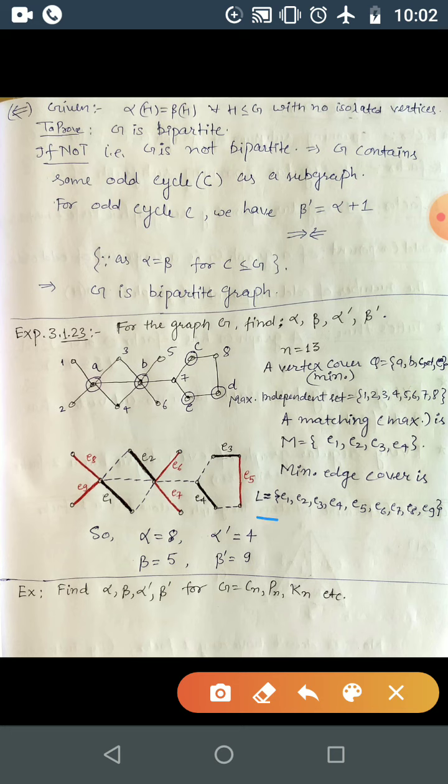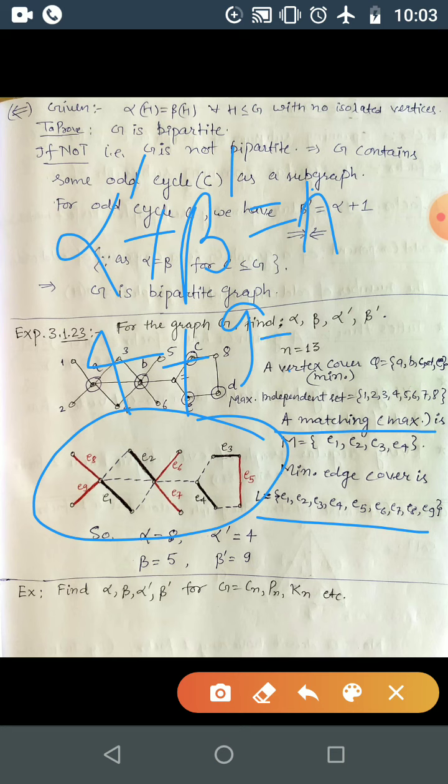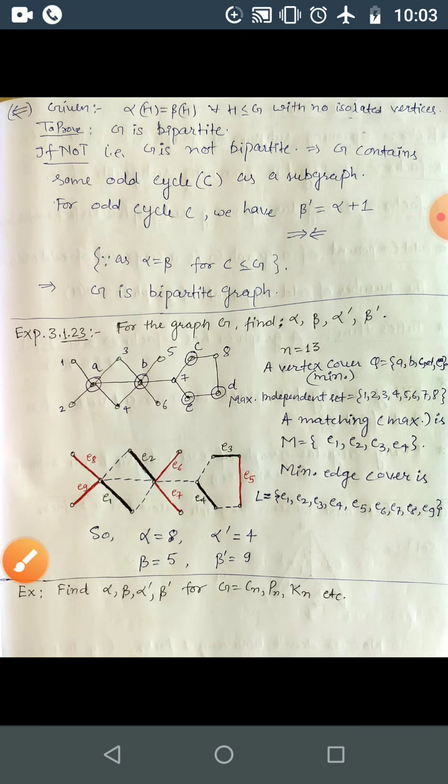So minimum edge cover cardinality is coming as 9 and maximum matching cardinality is coming as 4. And this is the graph without isolated vertex. So it should also match that alpha dash plus beta dash is equal to n, correct? So here alpha dash is coming as 4 and beta dash, that is the minimum edge cover cardinality, is 9. So it will be 13. And we got this as 13, correct? So means we are correct. Okay, we have done this.